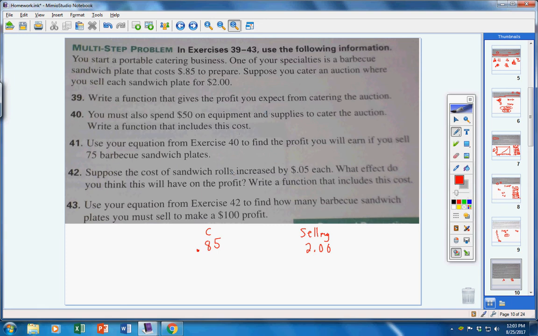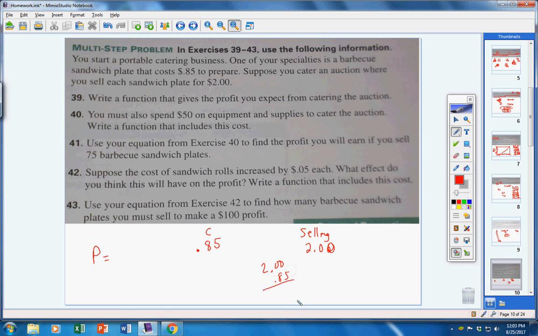Now, there's 2 ways to do this, okay? You could say your profit equals, and you could say $2 minus 85 cents times every plate. That's kind of bulky and kind of confusing. Here's what I would recommend. I think this will make a lot more sense. Here's how much you sell the plate for. Here's how much it costs you to make the plate. Subtract the 2.